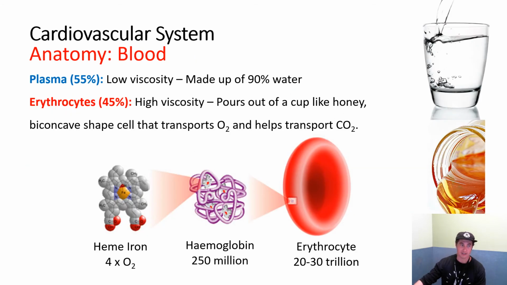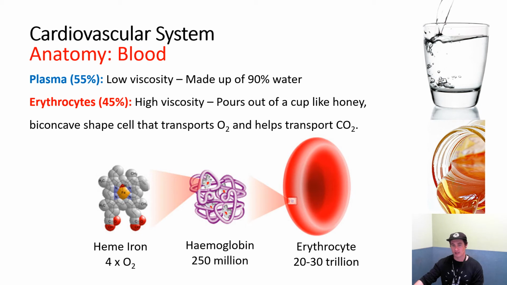And what we mean by dense is that plasma is quite low in viscosity or thickness. It's pretty much water. So if you think about getting a glass of water from a tap and pouring it out, that's kind of the thickness of your blood plasma. If you had just red blood cells in a cup, it would be more like honey. And these red blood cells look like this sort of disc shape, and you've got 20 to 30 trillion red blood cells.